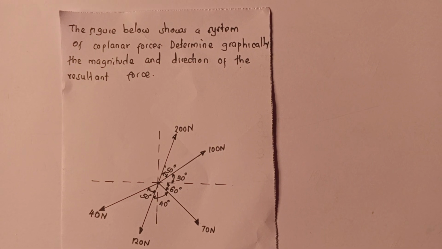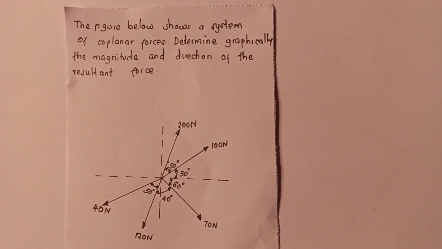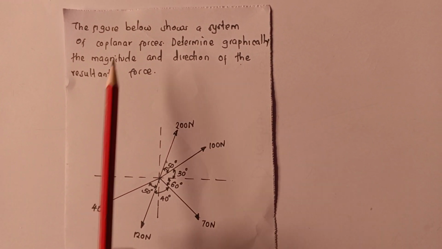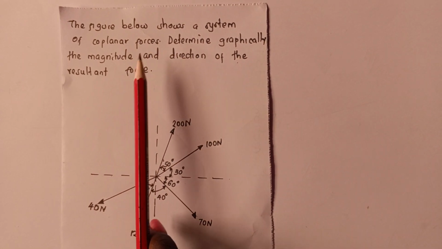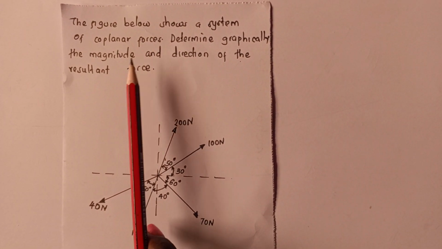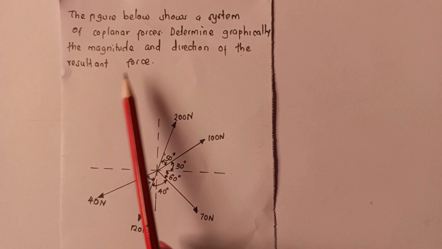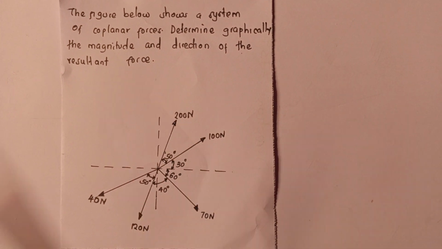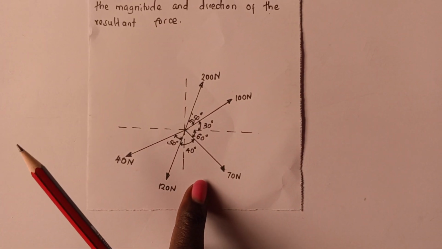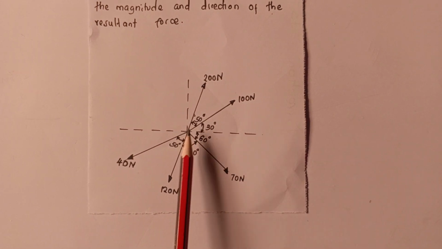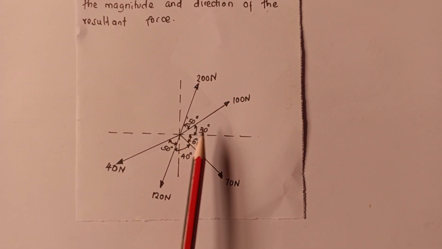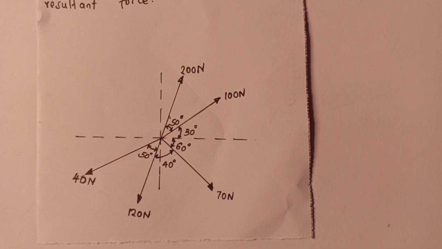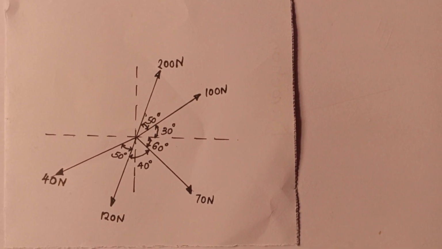We are still handling forces and we have a question to do. The figure below shows a system of coplanar forces. Determine graphically the magnitude and direction of the resultant force. So let us examine the forces. We have the 200 Newton force, 100 Newton force, like it has been shown in our diagram.